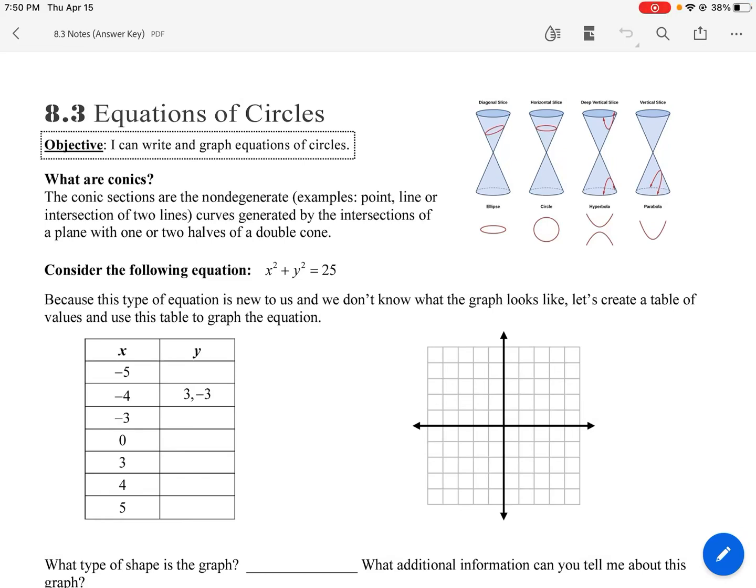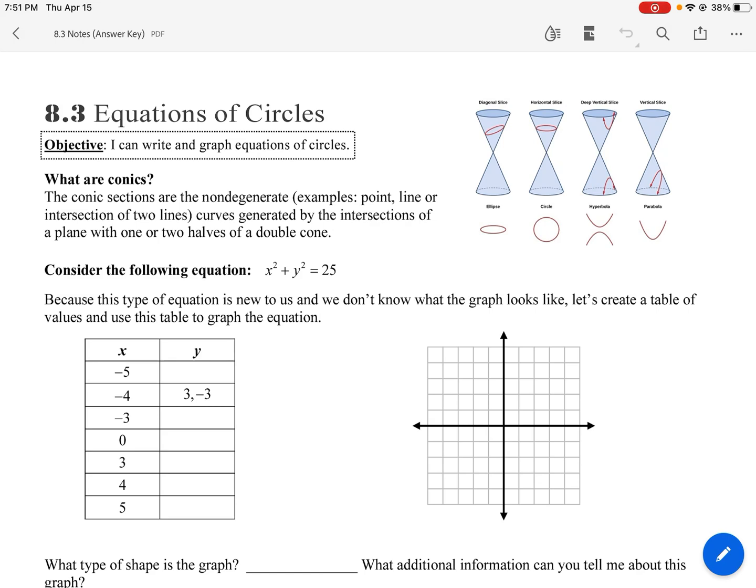Okay, today we're going to look at writing and graphing equations of circles. And the circle is a type of conic, so I think it's just interesting to show you that conics are non-degenerate shapes, technically, meaning they're not just boring things like a point or a line or intersecting lines. They're curves generated by the intersection of a plane, so think about a piece of paper that cuts one or two halves of a double cone.